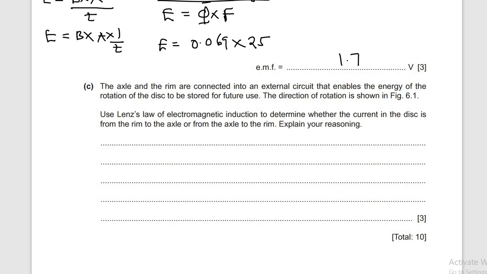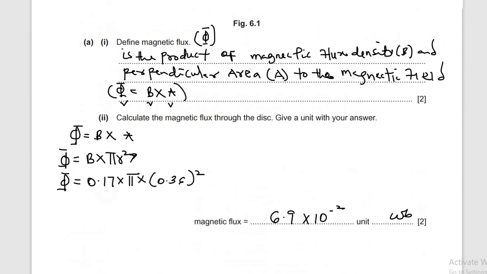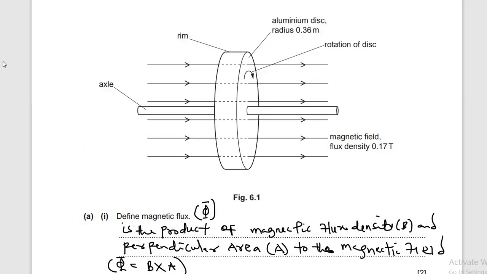Use Lenz's law of electromagnetic induction to determine whether the current in the disc is from the rim to the axis or from the axis to the rim. Explain your reason. Now there's something they said: that enable the energy of rotation of the disc, which means the disc is rotating. Let's check it.